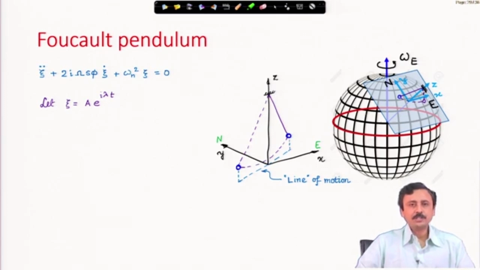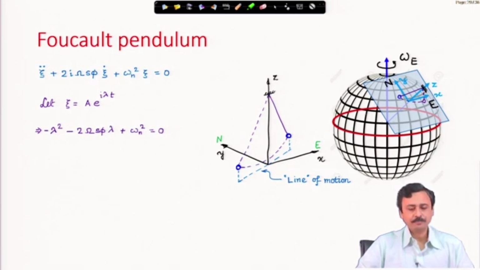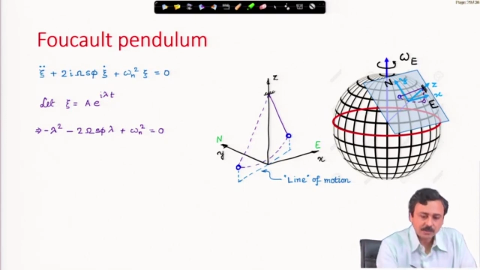Let us assume a solution as is standard. So, this is a second order ordinary differential equation, but in a complex plane. We will follow a similar approach as used for ordinary differential equations. We assume this exponential solution with some unknown lambda and amplitude A. So, lambda should work for frequency.